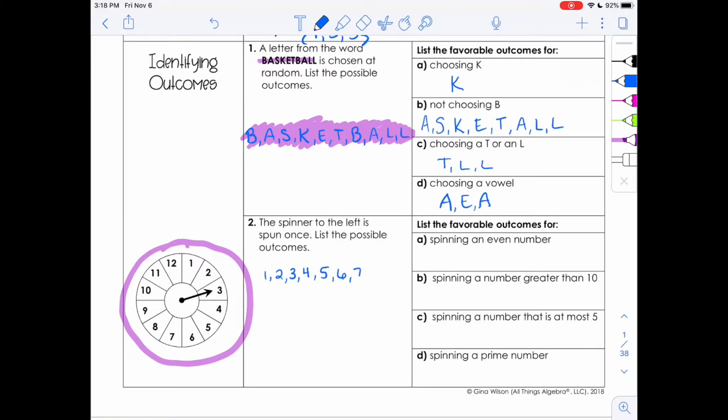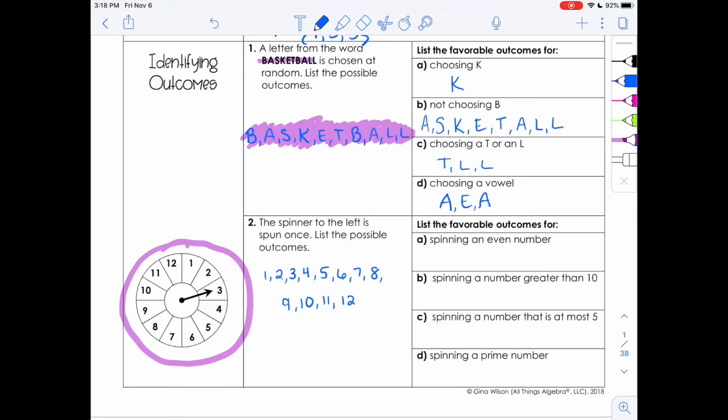It could land on 7. It could land on the number 8. It could land on the number 9. It could land on 10. It could land on 11. And it could land on 12. Those are all of the possible outcomes of what it could land on when I spin it.